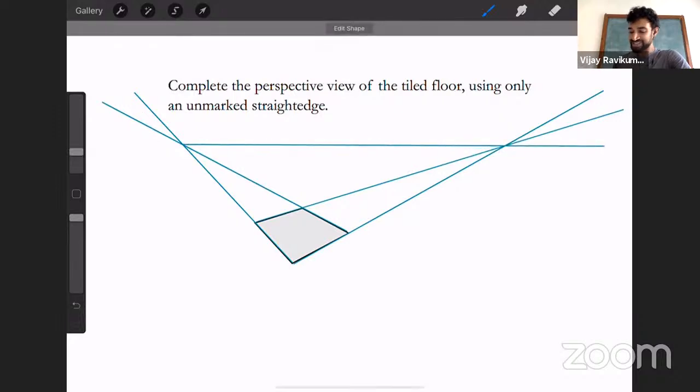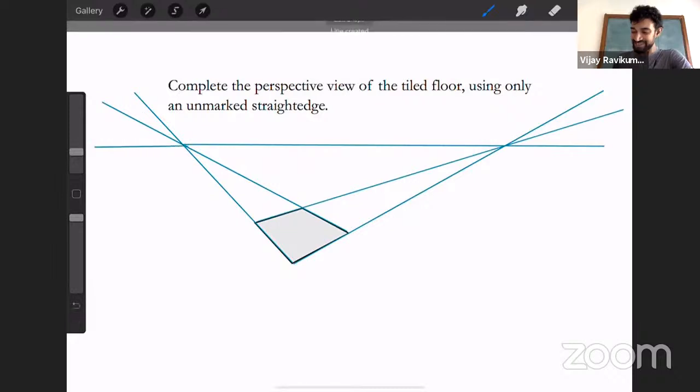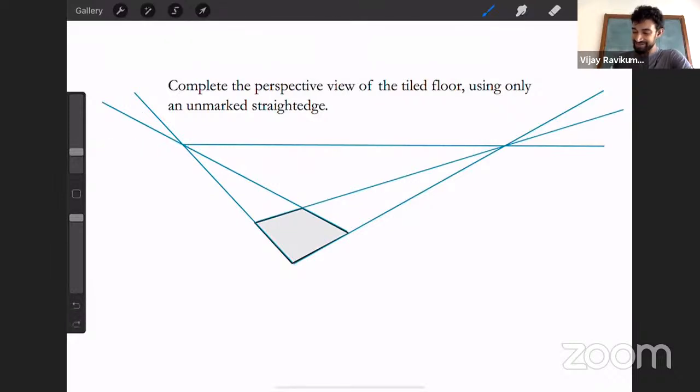And by the way, just some terminology. These are both what we'll call vanishing points. And what you've drawn, this line connecting them, we'll call the horizon line. That's the terminology that architects and artists use, but it's useful. So what you've done is you've drawn a horizon line.